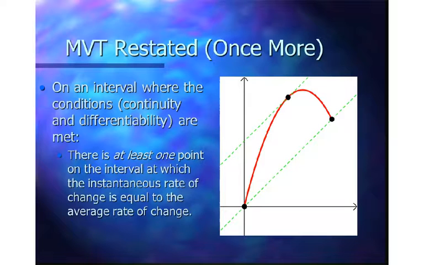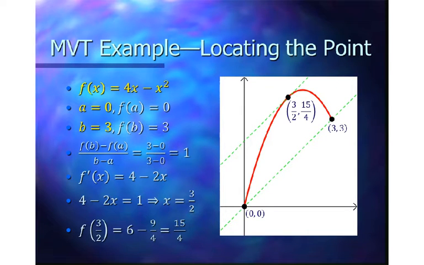Now, let's see a problem in which we could make use of the mean value theorem. So we're still looking at the same graph, but we're told that the function here is 4x minus x squared. We would be given this information that's in yellow here, the function definition and the interval on which we are looking at the function, which is the interval from 0 to 3.